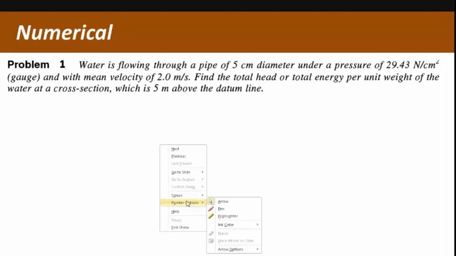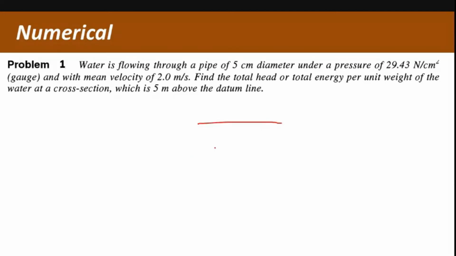So it is a very simple problem. What is given in this problem? There is a section of the pipe. Sorry, this is a section of pipe of constant diameter 5 centimeter.